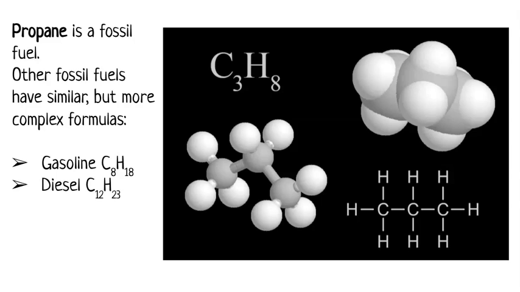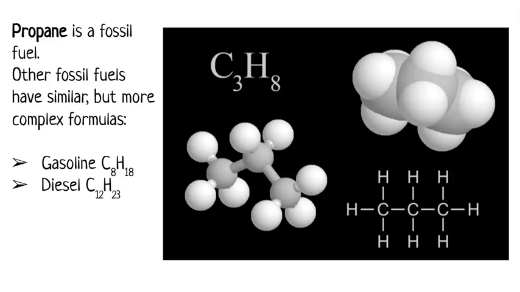The chemical formula for propane is C3H8, and gasoline and diesel have similar formulas, but they're more complex. So I chose propane just because it's simpler and a little easier to work with. But you should notice that all of these fuels only have carbon and hydrogen making them up, which is where the name hydrocarbons comes from.